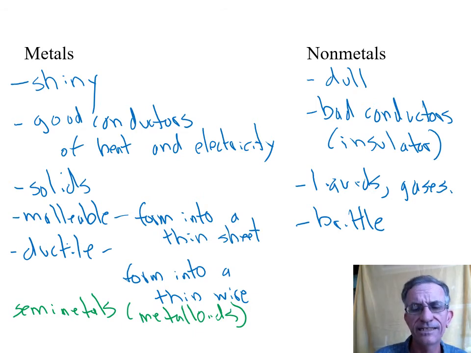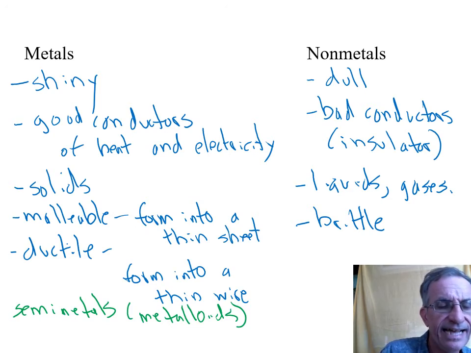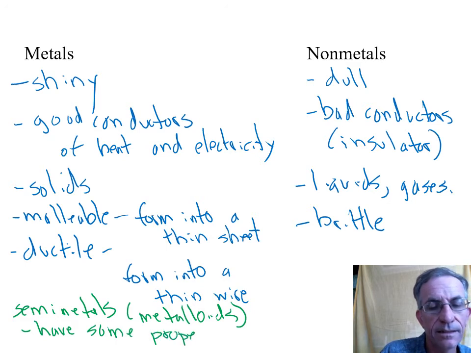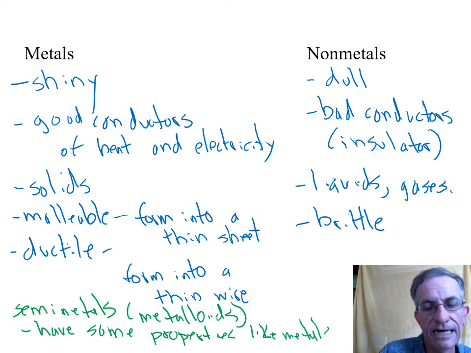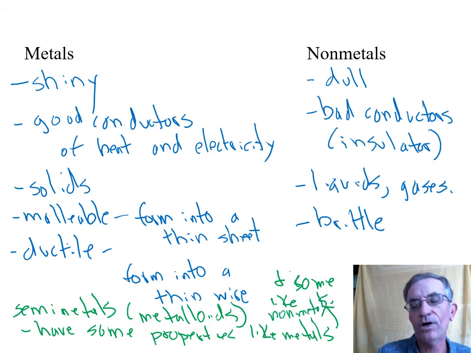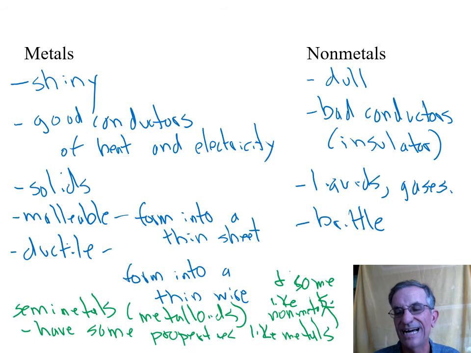So let's write that down. They have some properties like metals, and some like nonmetals. So they have some of the properties of metals and some of the properties of nonmetals. They're in between. So what's an example of that?